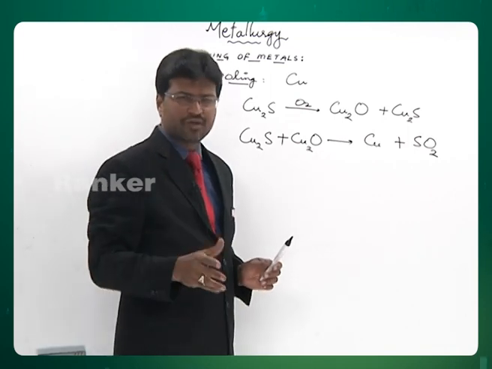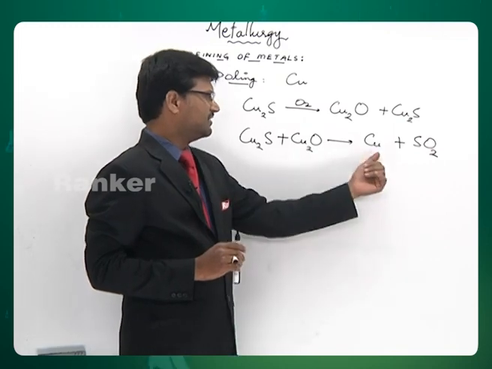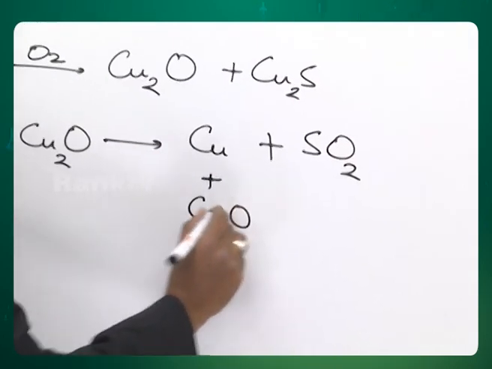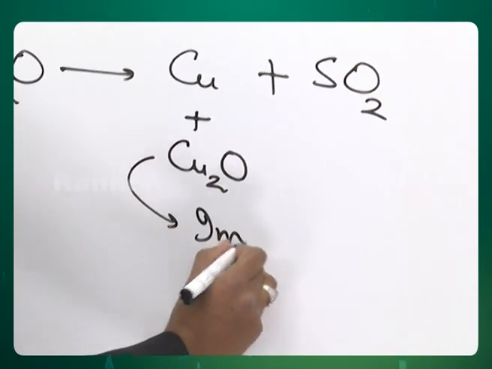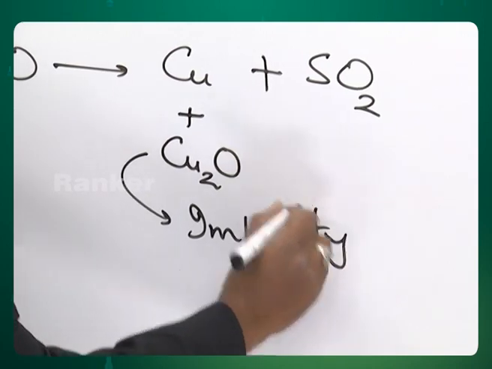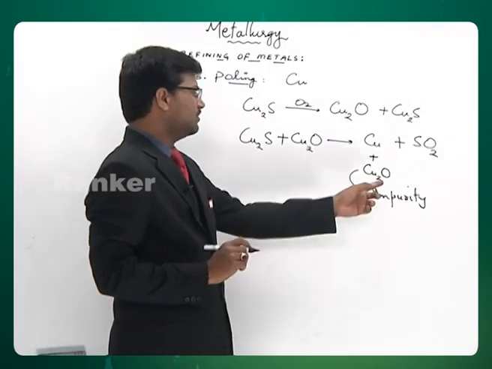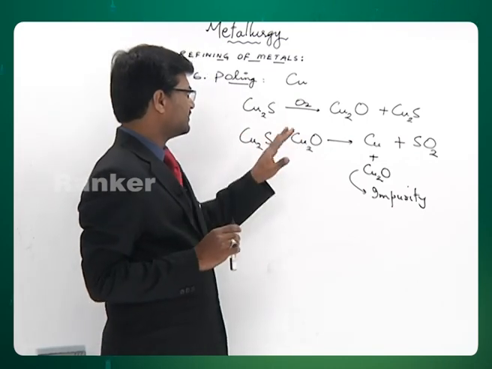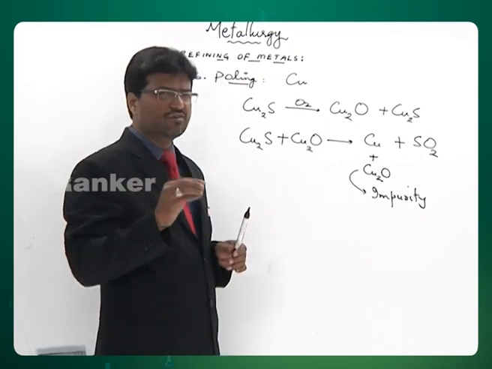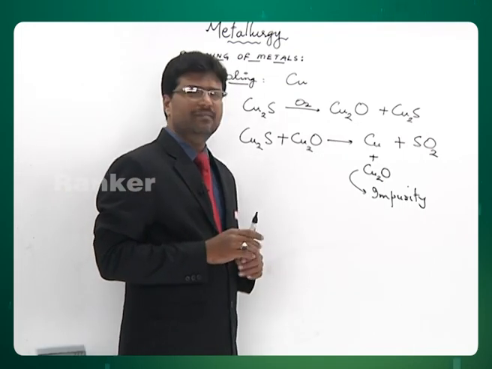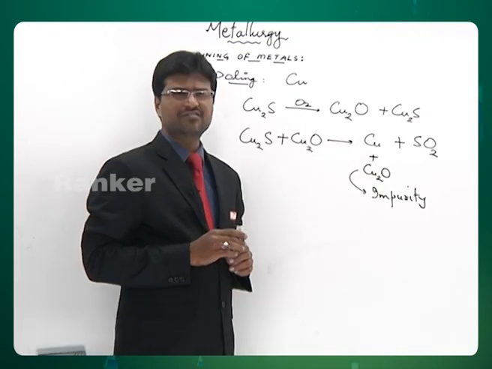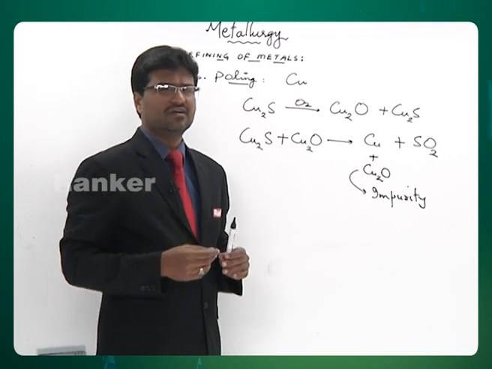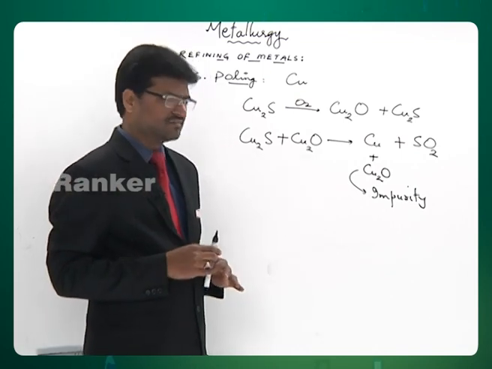One of the impurities expected to be present in the copper obtained by auto reduction is copper oxide. To remove this, we do what is called poling. Before learning about poling, we should know what impurity we are facing. In the metal copper, we are expecting some copper oxide to be present and some other volatile impurities. Dissolved oxygen may be present, and some arsenic oxides.